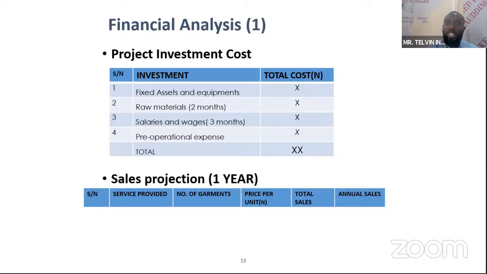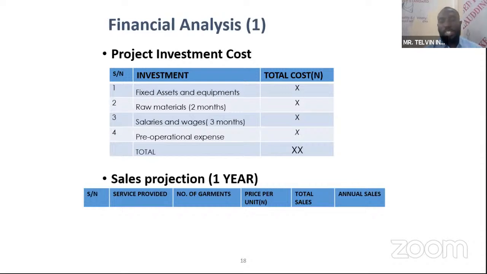I will go to the technical analysis and then I'll come back to the financial analysis so that you see some of these things, that it is an extraction of your technical analysis. If you look at under project investment cost, you will see number 1, fixed assets and equipment, and then you see total cost.